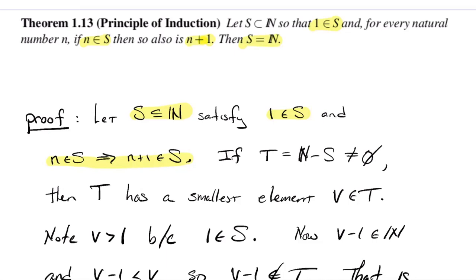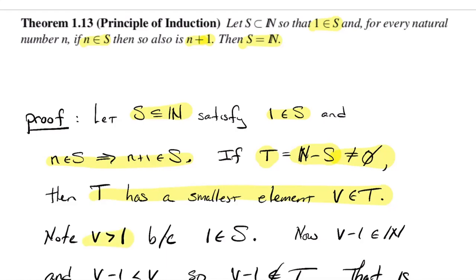And I'm doing that in a slightly more specific way. I'm going to let T denote the complement of the set S, those natural numbers that are in N but not in S. And if S is not equal to the entire set, then its complement is not empty. So I'm supposing for a contradiction that the complement of S isn't empty. Well, by the well-ordering principle, a non-empty subset of natural numbers has a smallest element. Let's call it V. So there's some element V in T, and it's less than or equal to everything else in T. So it's the smallest element, by the well-ordering principle.